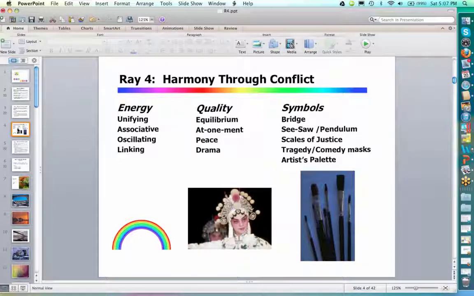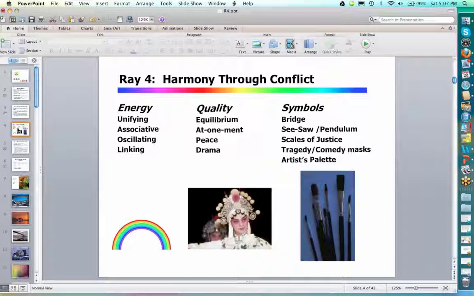But more than anything else, what does this ray look like? What does it want to do? Its energy is one of wanting to come together, of unifying, of at-oneing. It oscillates just like a teeter-totter does because it's right in the middle. And therefore, one side can be up, the other side can be down, and it's got this oscillating effect. This energy wants to link. It wants to bring together. So it links this side with that side. So it just gives you a sense of how the energies work. More than anything, this ray wants equilibrium. It wants peace. It wants at-one-ment. But in order to get that, it does it through drama. And we will see why in a minute.